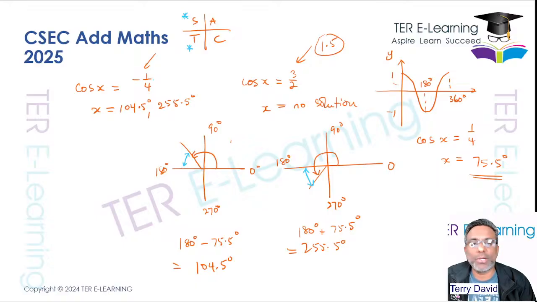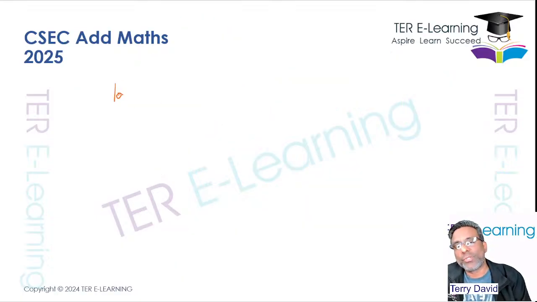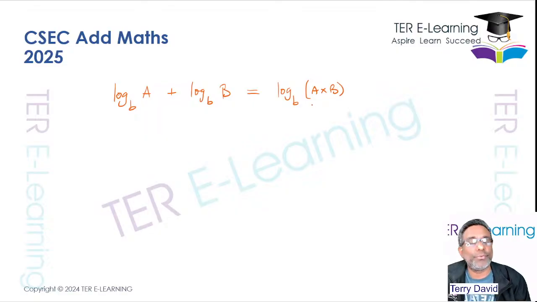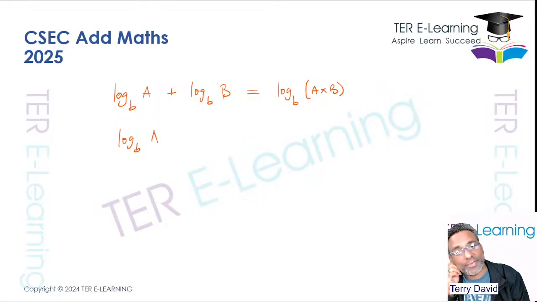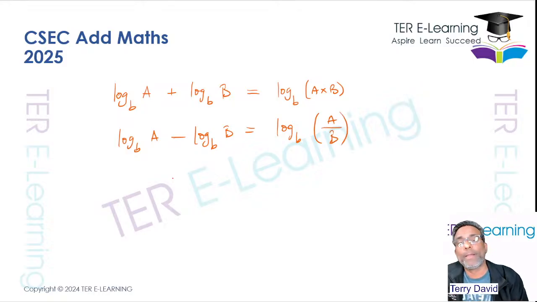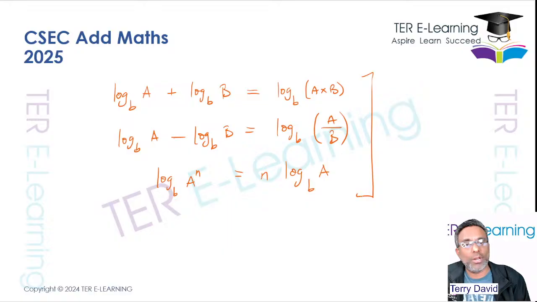Now I know some people were asking about logs. Let me just tell you something here when it comes to logs. You all need to remember your rules for logs. Log to base b of a plus log to base b of b: if I'm adding 2 logs with the same base, then you can write this as log to base b of a multiplied by b. That's the first rule. If I have log to base b of a and I'm subtracting log to base b of b, then this is going to be log to base b of a over b. That's the second rule. And the third rule is this: log to base b of a to the power n, I can write as n log to base b of a. So these are the 3 basic rules for logs that you all need to remember.